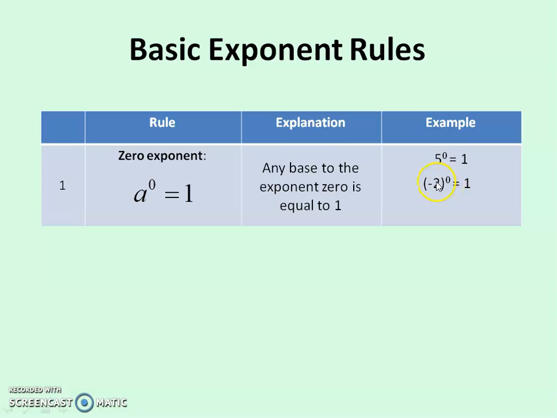I would have done, without the brackets, 2 to the power 0 first, and then applied the negative sign. But if the whole thing is in brackets, it means that I'm applying negative 2 to the power 0. Whether it's positive or negative, anything to the power 0 is 1 except 0. So technically, in a case like this, I would have to specify that x is not equal to 0. That one is a bit of a different rule.